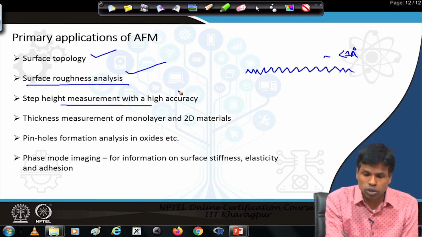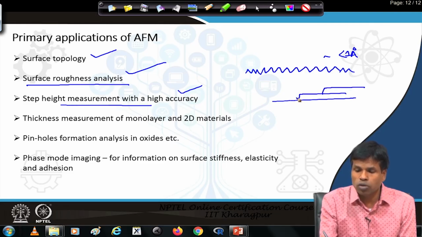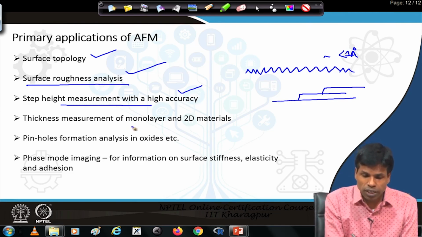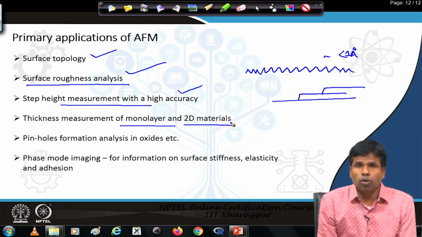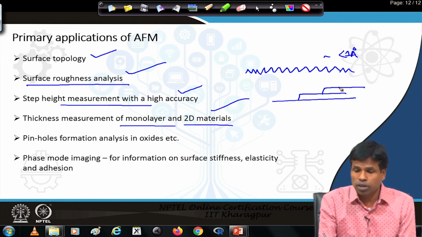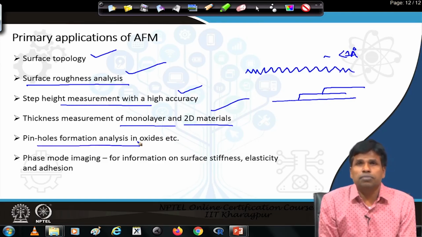Step height measurements with high accuracy. Step height means, in lithography and in device making, there are different steps. We can measure the height of each step in the angstrom range. Certainly, we can measure the thickness of monolayer or 2D materials like graphene and nanosheets. The thickness of these 2D materials is most commonly measured by the atomic force microscope, the same way the step height is measured. Pinhole formation analysis in oxide.